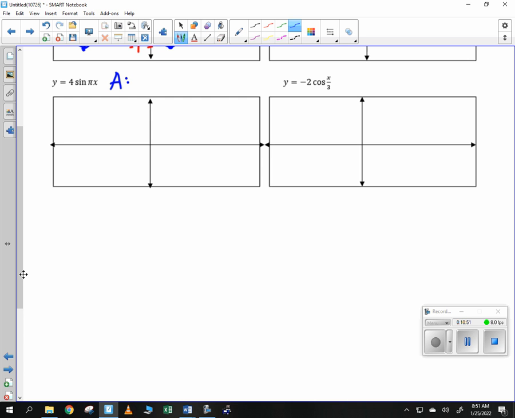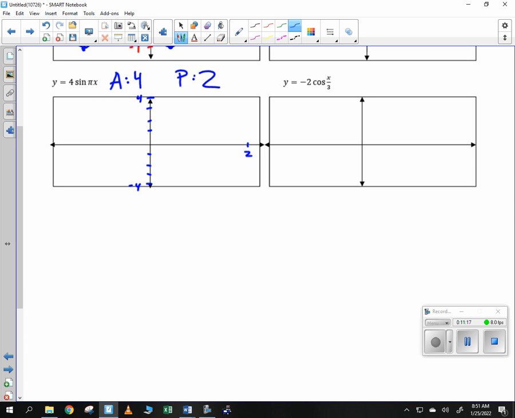Amplitude. 4. Period. 2. So I mark off 4. I had a period of 2, so I put 2 at the end.